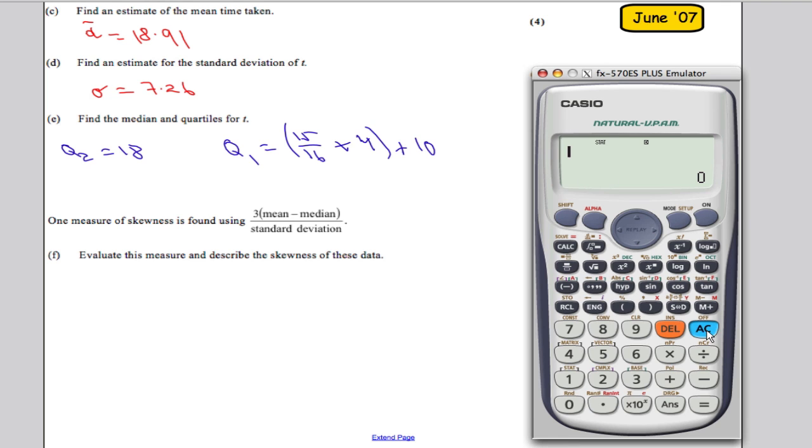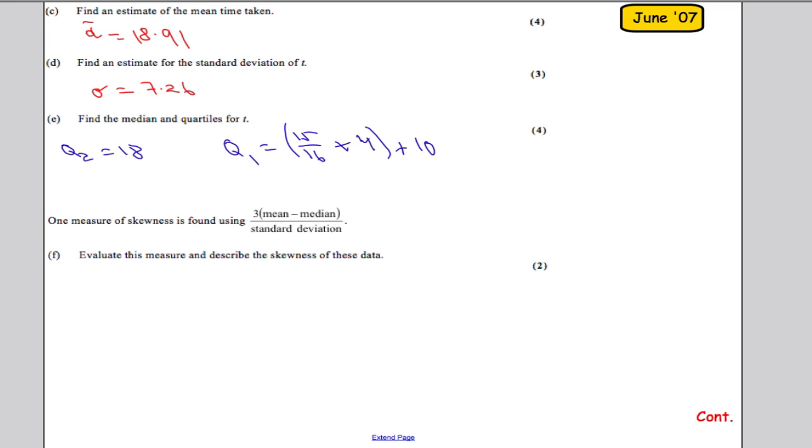So let's do that on the calculator. 15 over 16, multiply that by 4, and then add on 10. So we get 13.75.